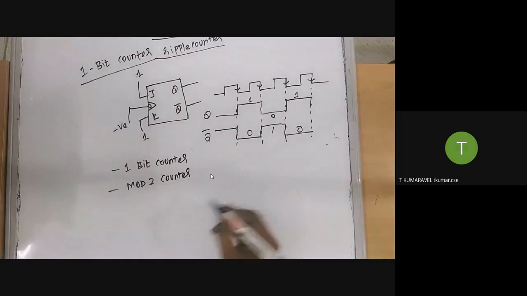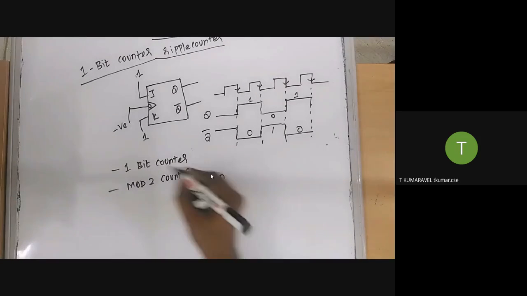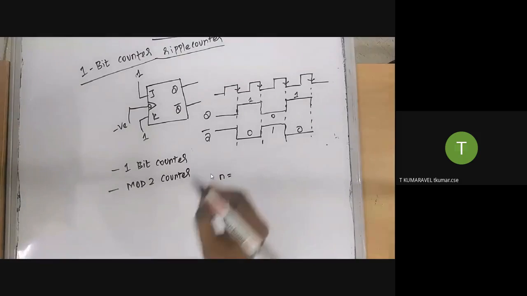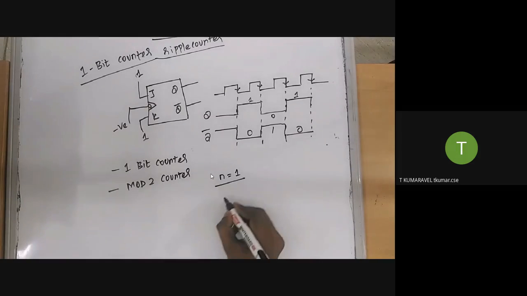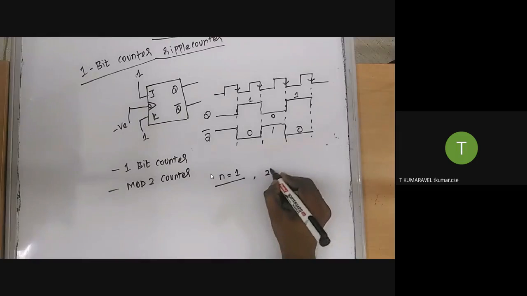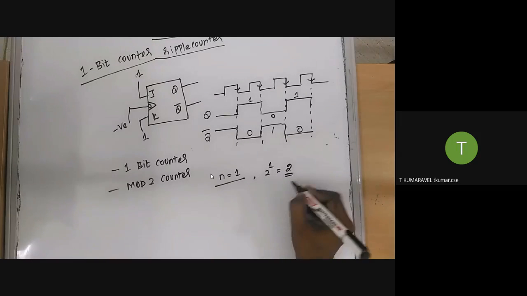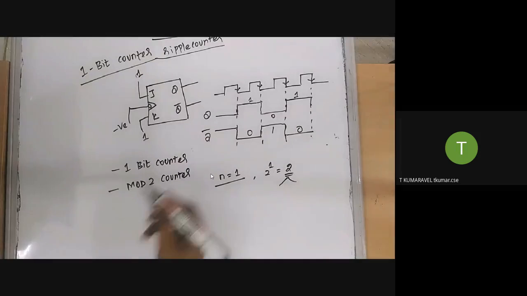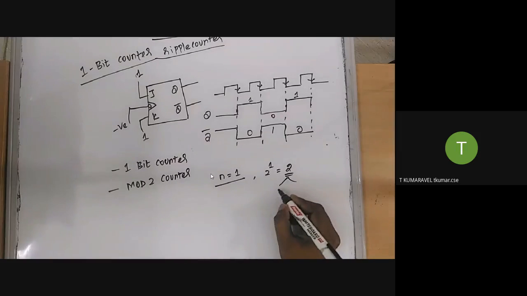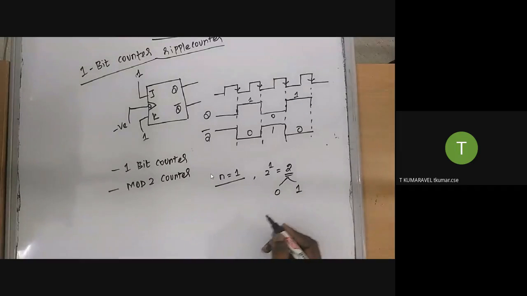Here, what is the meaning of a 1-bit counter? The n value is equal to 1. How many states are available? 2 power n, so 2 power 1 is 2. If we consider this diagram, only 2 states are available, 0 or 1.